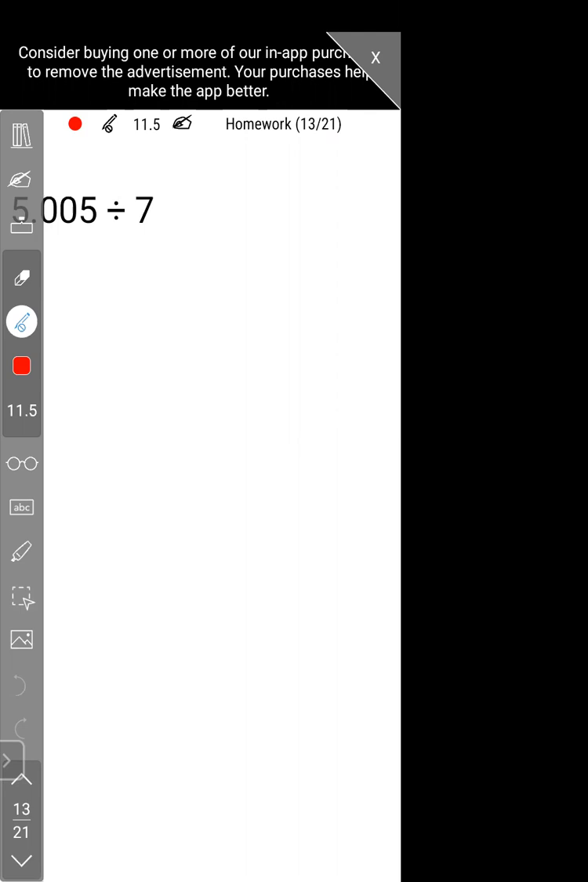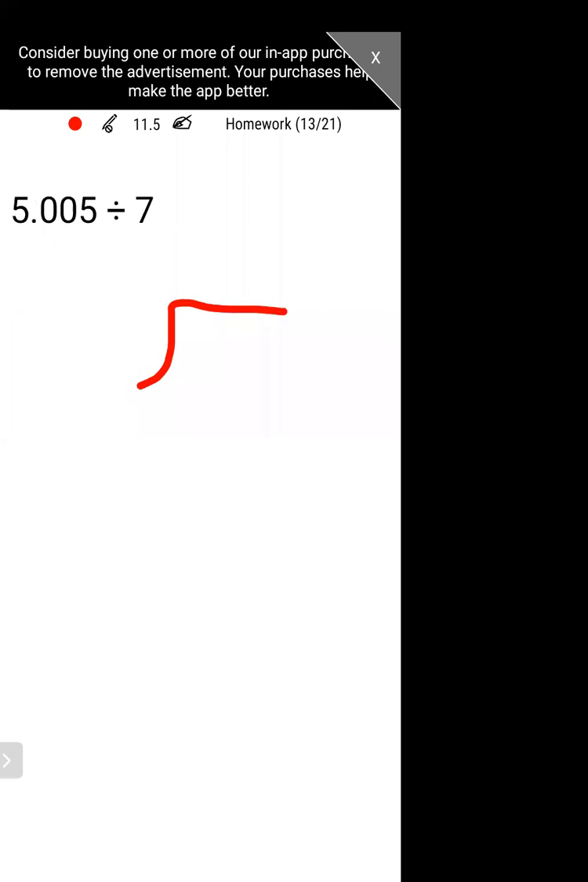Okay, now over here we have 5.005 as the dividend divided by 7. 7 is the divisor, and we have to find out its quotient. All right. Okay, over here it's 5.005 divided by 7. Okay, place the decimal right above.